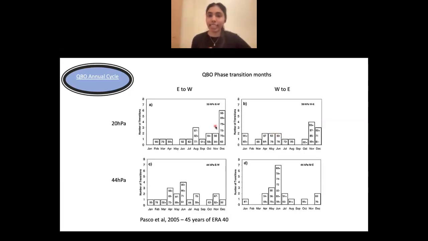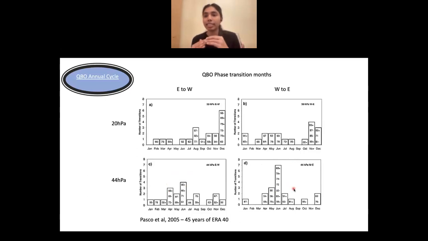But we can see that there is a preference in month for the transition of the QBO from one phase to another. And if we move on to 44 hectopascal, this phase will be propagating downward, and it will take around 4 to 5 months to reach 44 hectopascal. And as you can see, there is a preference for April, May, June months in the 44 hectopascal region, which is true in the westerly to easterly transition too.